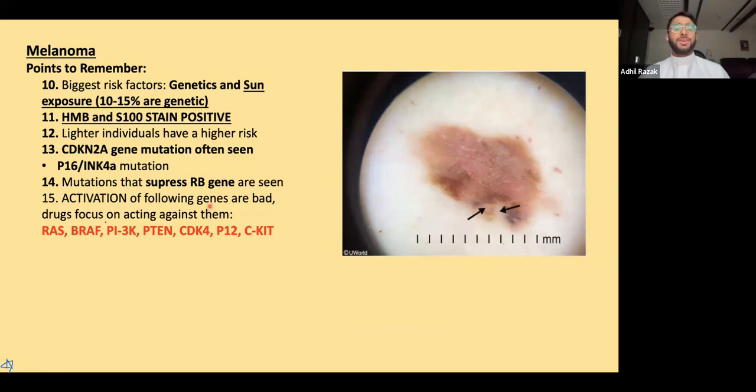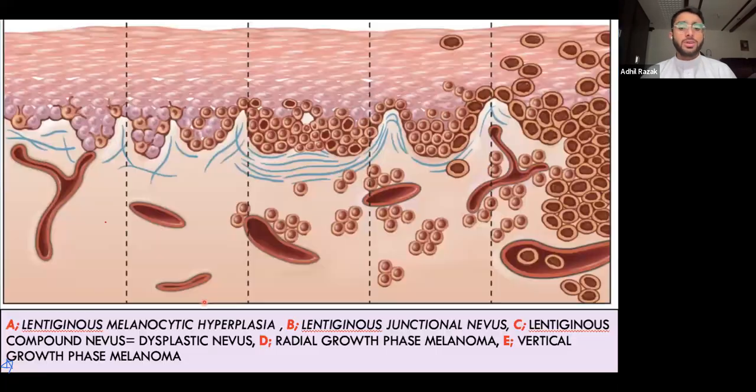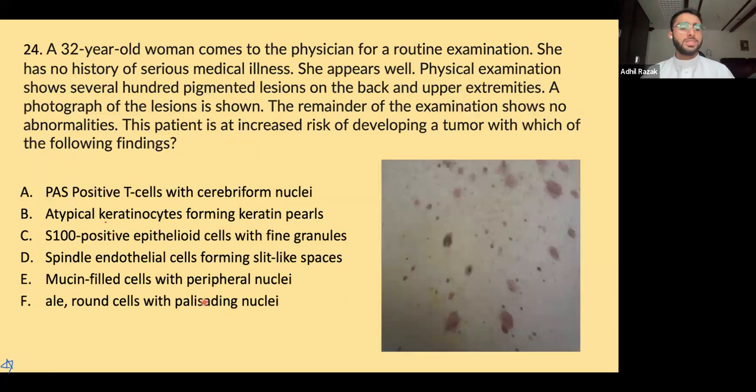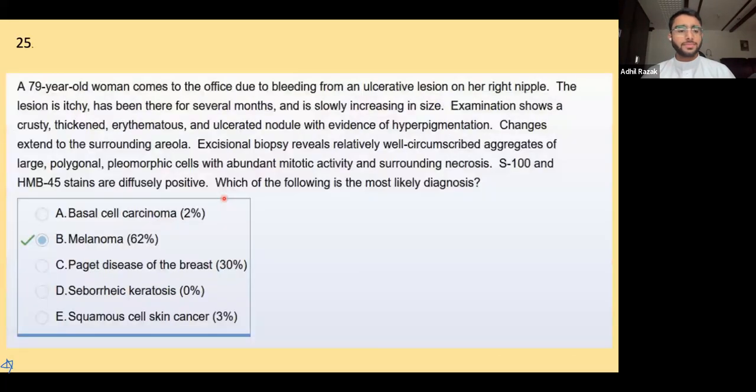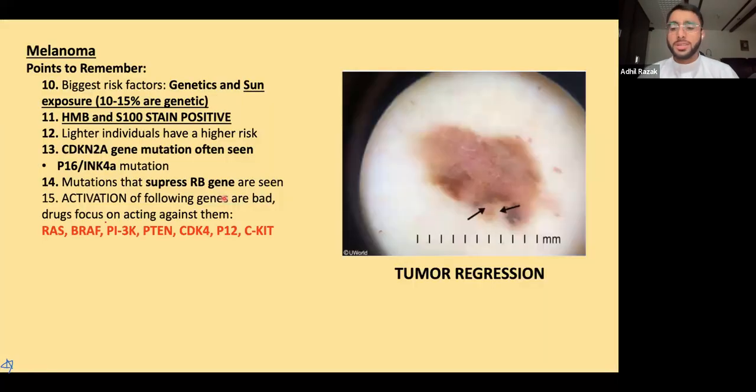Okay. So yeah, CDKN2A is in melanoma. And once again, INK4A mutation. So I guess now it's easier to remember because CDKN2A is in dysplastic nevus. CDKN2A is in melanoma. So this is a common mutation, and INK4A mutation is also seen. And mutations that suppress the retinoblastoma gene are also seen in patients with melanoma. Retinoblastoma gene is another tumor suppressing gene like p53. So when it is suppressed, there's a higher chance of melanoma.